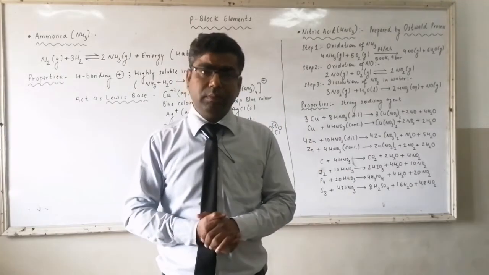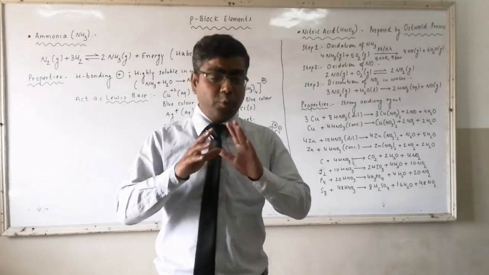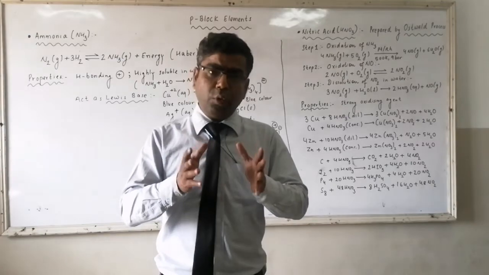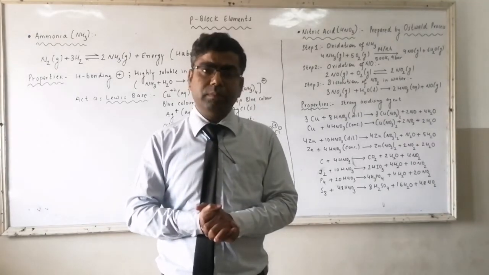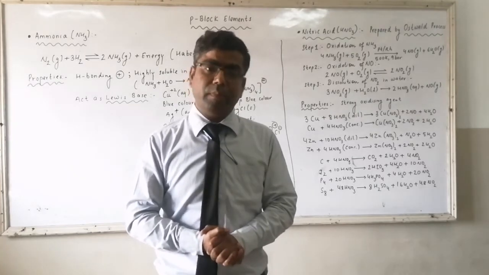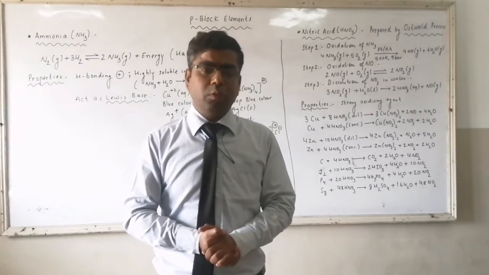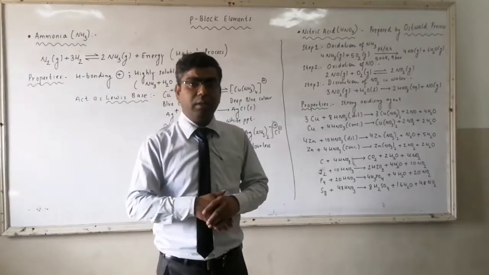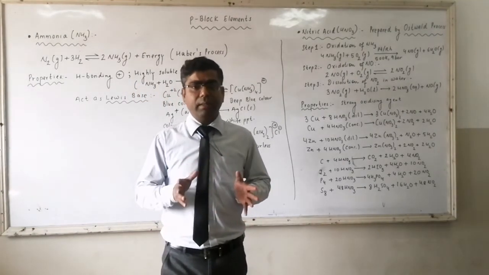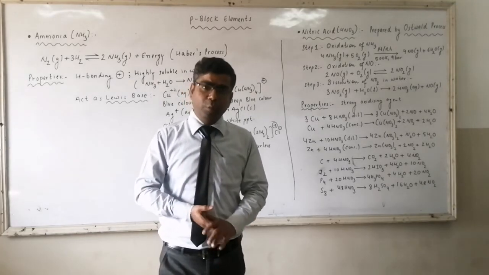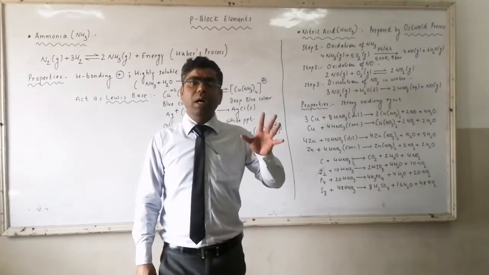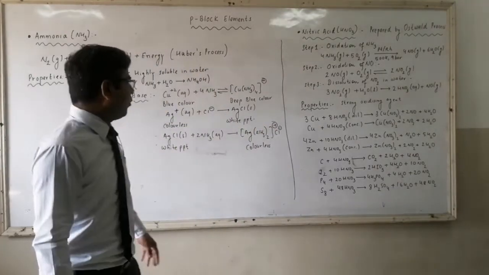Like water. Like hydrogen fluoride. And due to H bonding, its melting point and boiling point are very high. So there is intermolecular association between ammonia molecules via H bonding, and that's why its physical state is liquid at room temperature. And the presence of H bonding is responsible for the high melting and boiling point of ammonia.